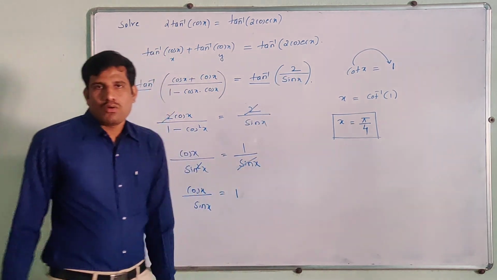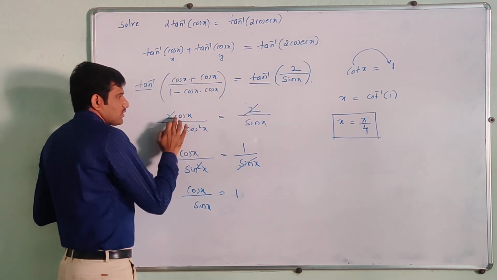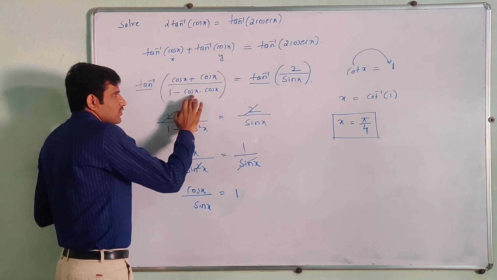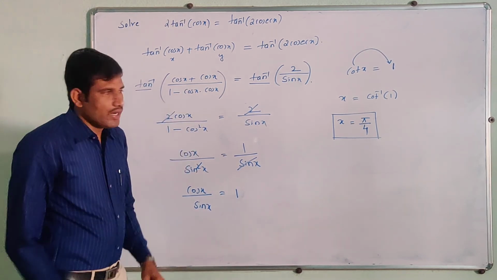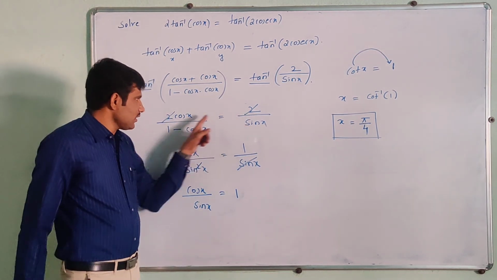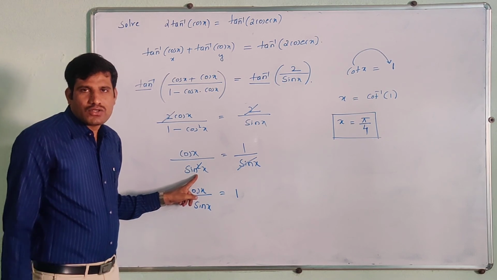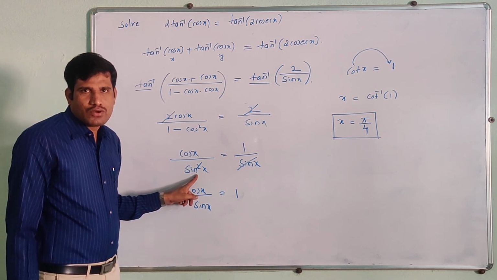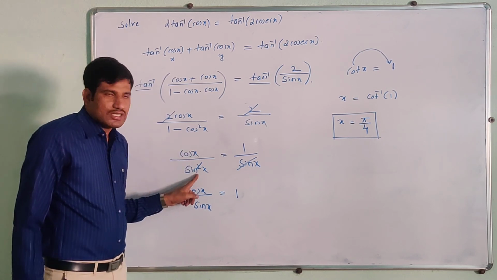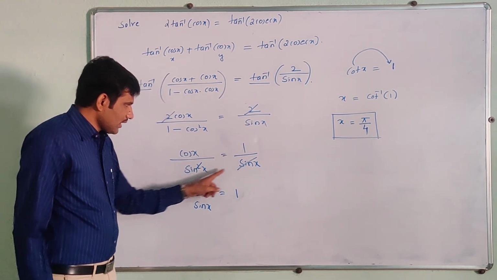What is cosec x? 1 by sin x. Now tan inverse on both sides is eliminated. Cos x plus cos x is 2 cos x. 1 minus cos into cos is cos square x, is equal to 2 by sin x. So these two will get cancelled. Cos x divided by 1 minus cos square x, which is sin square x, because sin square plus cos square is 1, is equal to 1 by sin x. So here one sin x will get cancelled.